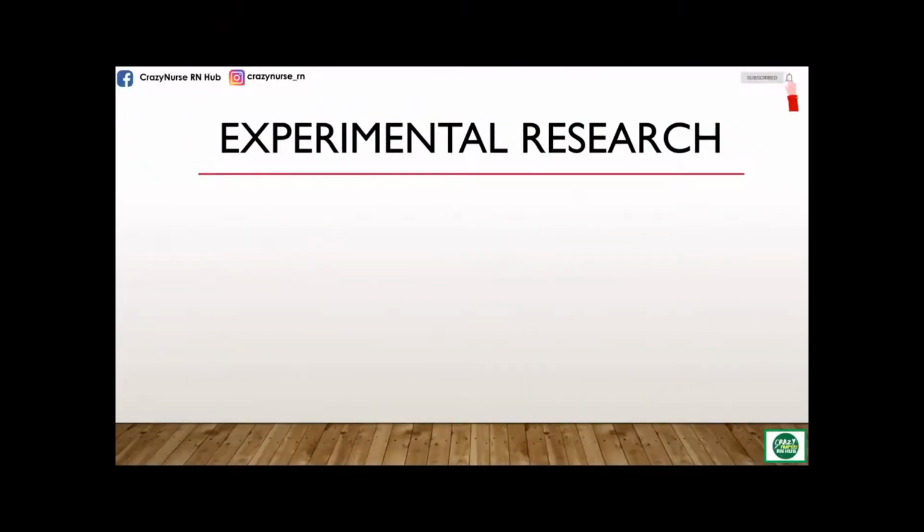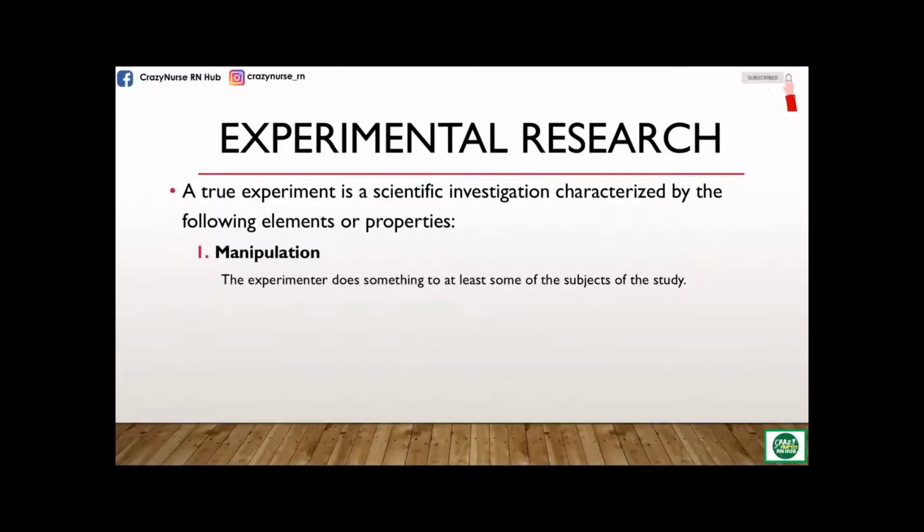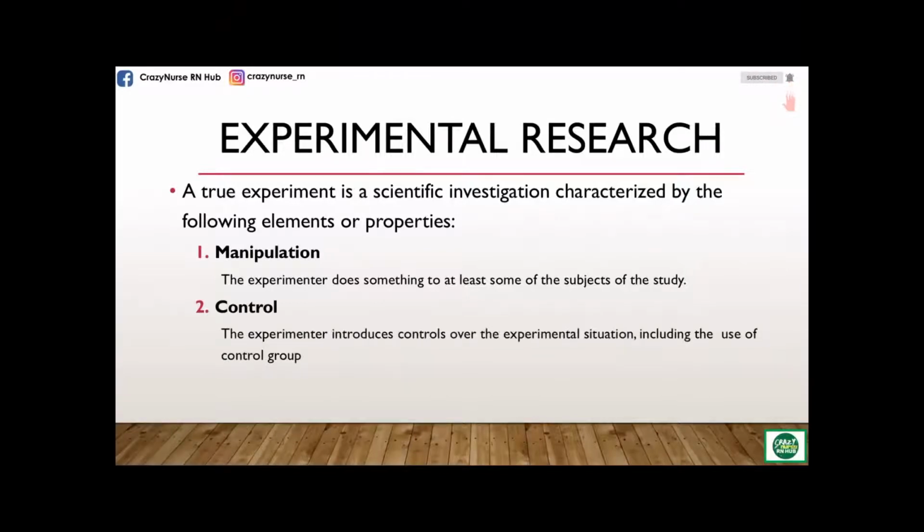First, let's have experimental research. A true experiment is a scientific investigation characterized by the following properties. First, we have your manipulation. It is where the experimenter does something to at least some of the subjects of the study. Next, we have control. The experimenter introduces controls over the experimental situation, including the use of a control group.